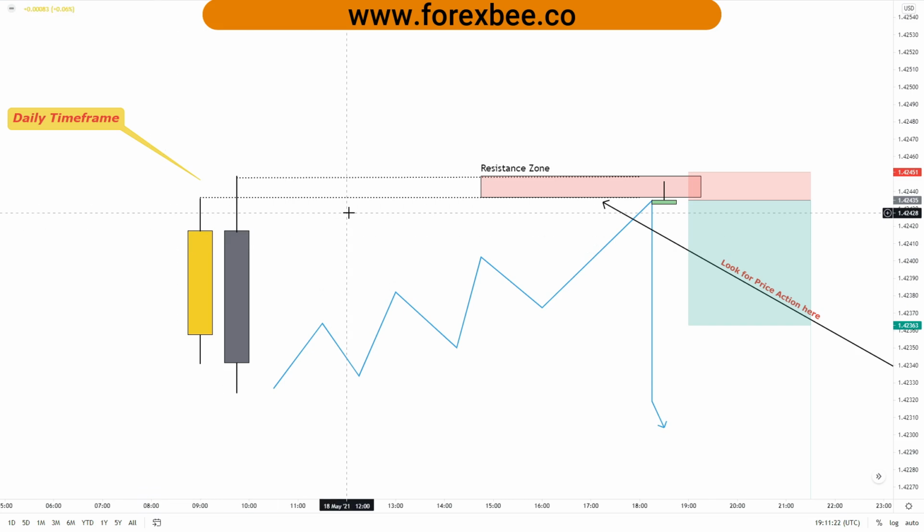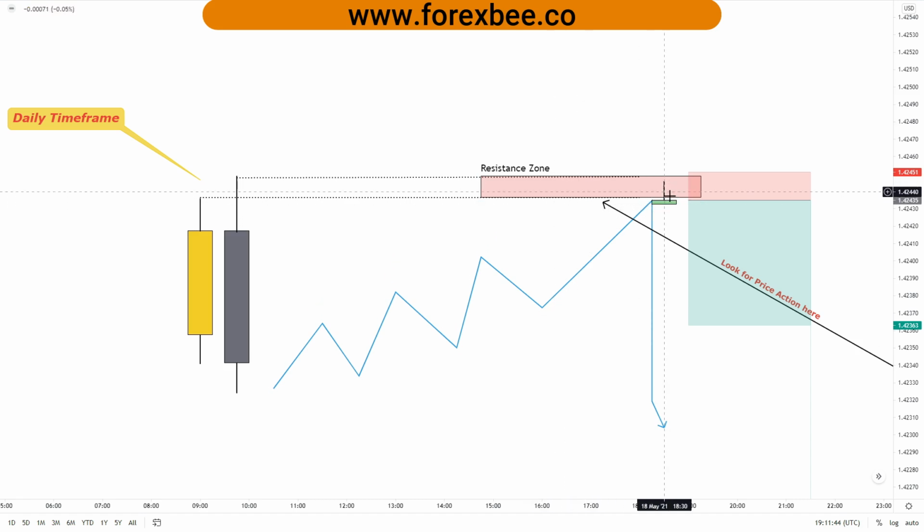So we will go into lower time frames, and I recommend you go into the 30 minute, 45 minute or 1 hour time frame, and look for price action near our resistance zone. We need to look for the bearish engulfing candle and also the pin bars.